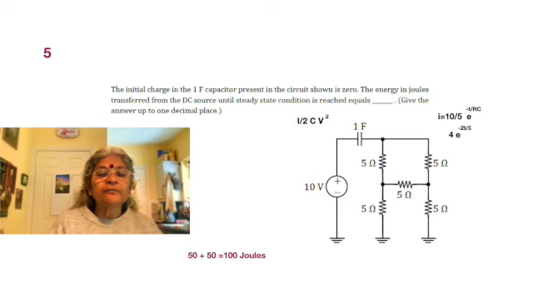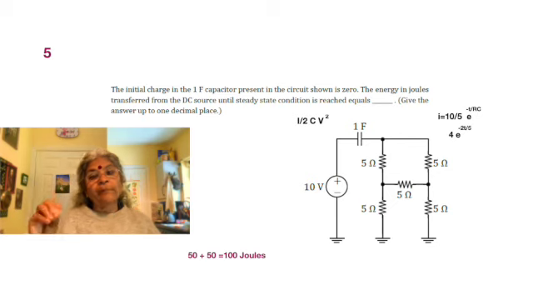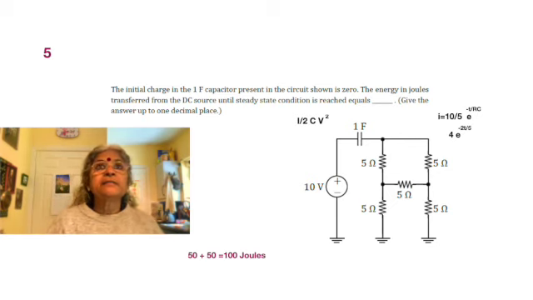The initial charge in the 1 farad capacitor present in the circuit shown is 0. The energy in joules transferred from the DC source. So energy is spent both for the capacitor and also for the resistors, so long as it is active, so long as current flows through it.